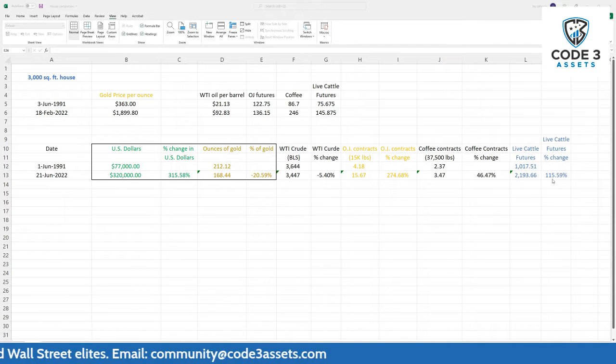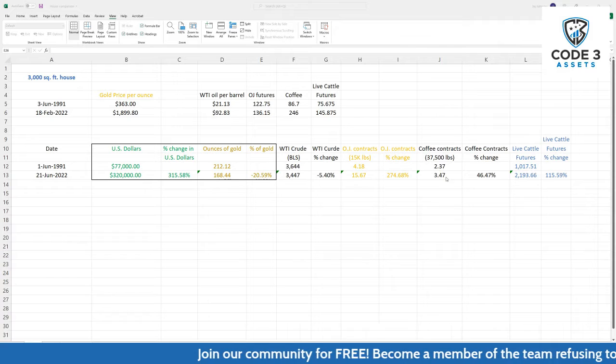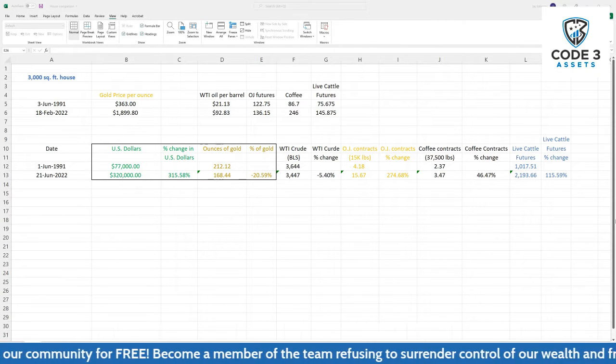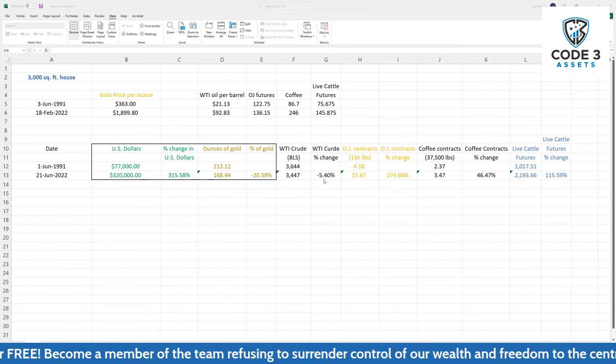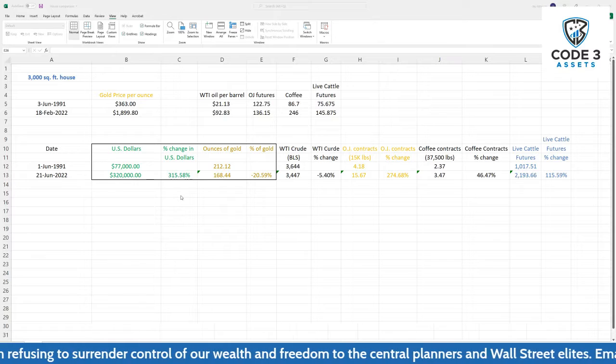And then you get over here into cattle. If you just look at the cattle futures, it takes about 115% more cattle to get that house if you convert it to dollars to transact to the house, but it took 315% more dollars. So again, you'd be better off with the cattle. My point is the dollars become worth less and less and less over time, exponentially so.